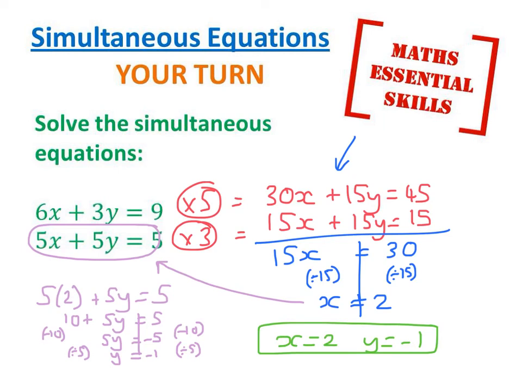So let's check now. 6x's would give me 12, 6 times 2. 3 times minus 1 is minus 3. And 12 add minus 3 makes 9. So I am confident with these answers.